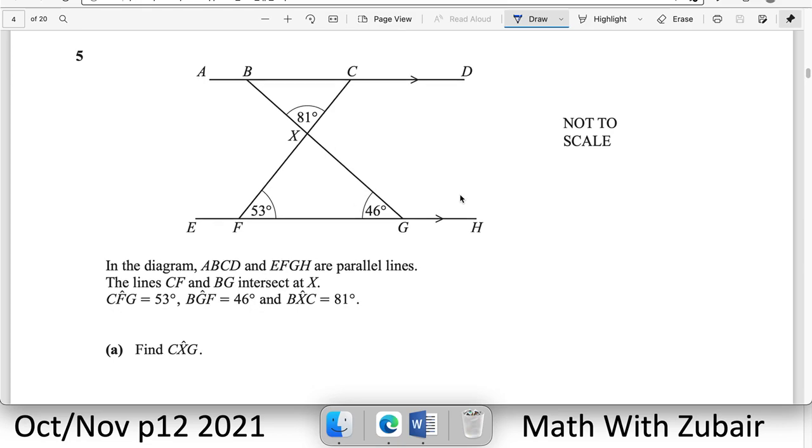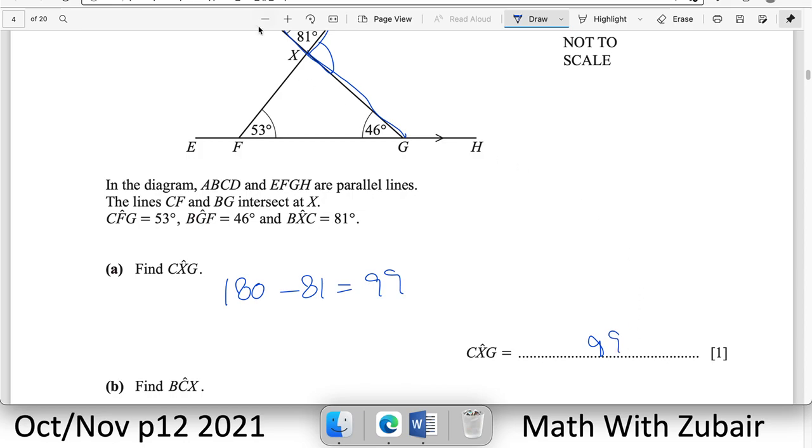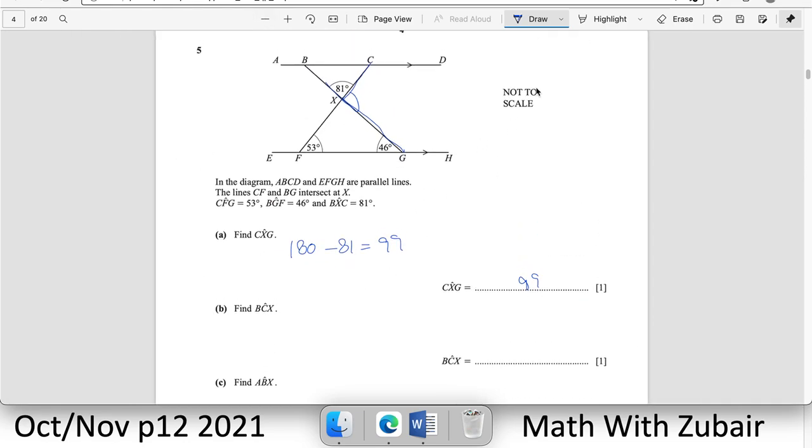Question number 5 related to angles, basic angles. It says find CGX. So this is C and this is G, CXG. So find CXG. You need to find this angle. Angle sum on a straight line is 180 minus 81 and you get 99. Let's zoom out a little.